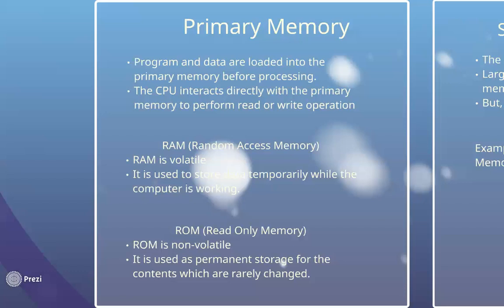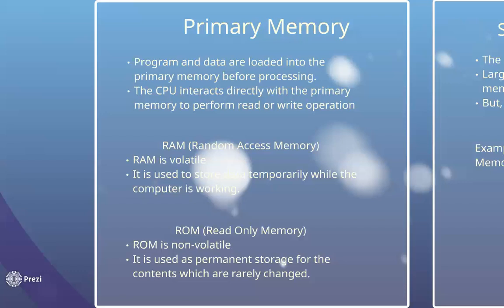So RAM is a volatile memory. Next is ROM. ROM is read-only memory. ROM is non-volatile, which means that irrespective of whether electricity goes off or is on, whatever is stored in ROM stays there. It is used as permanent storage for content which is rarely changed.